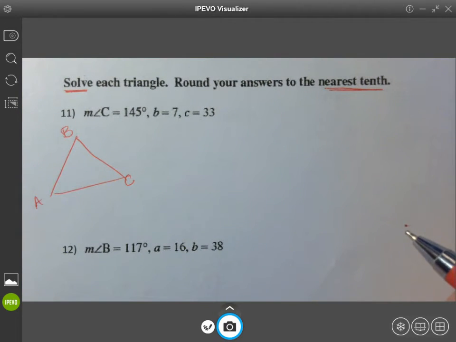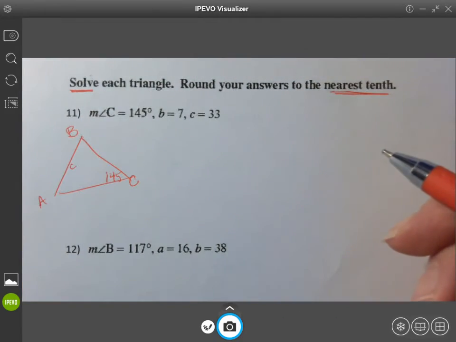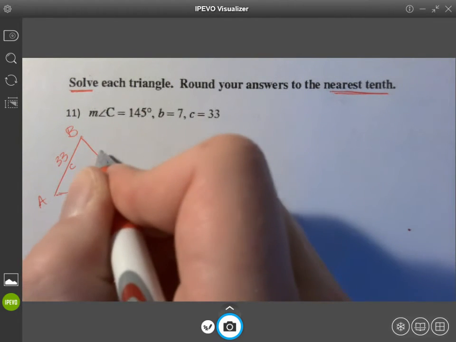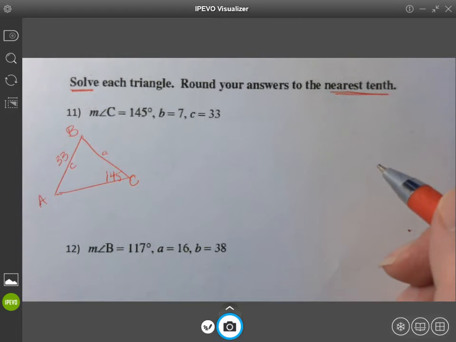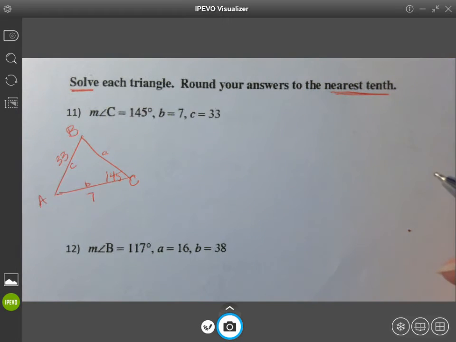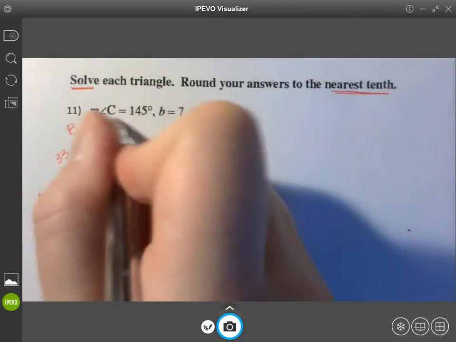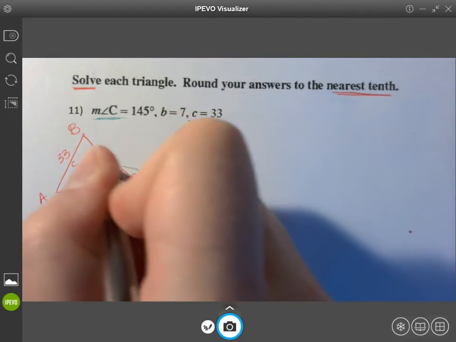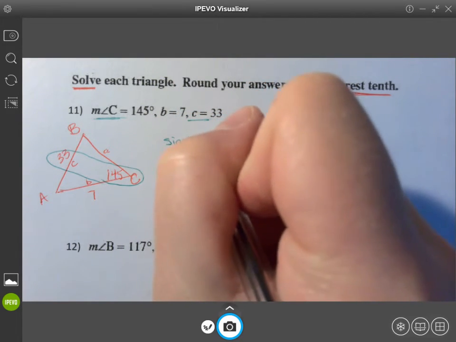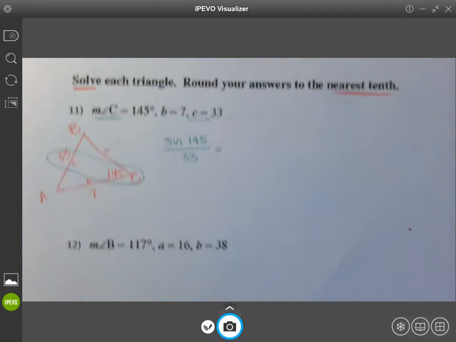We don't want to make it any harder than it is. Angle C is 145, and this is side C. Side C is 33. Angle A we don't know, and we don't know anything about side A, so that's going to be one of our last things. And then angle B we don't know, and side B is 7. All right, so how does this help me? Well, what set do we know? We know angle C and we know side C. See how I'm using that? So it'd be sine of 145 over 33 equals. Okay, now what can I find next?